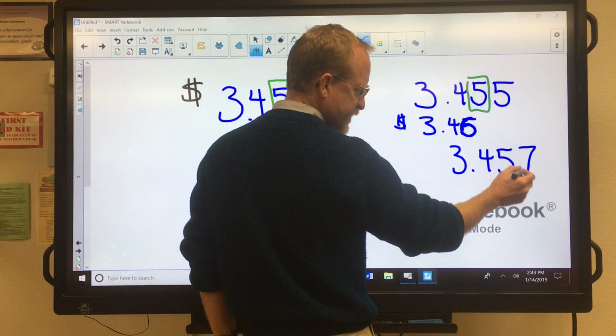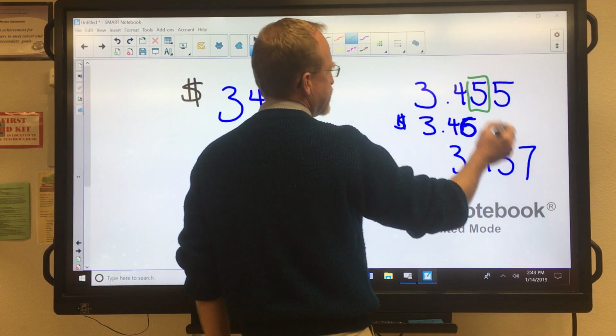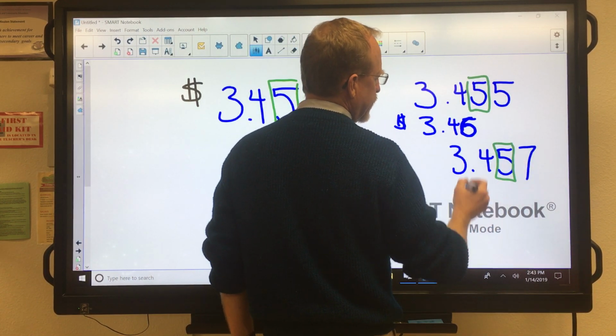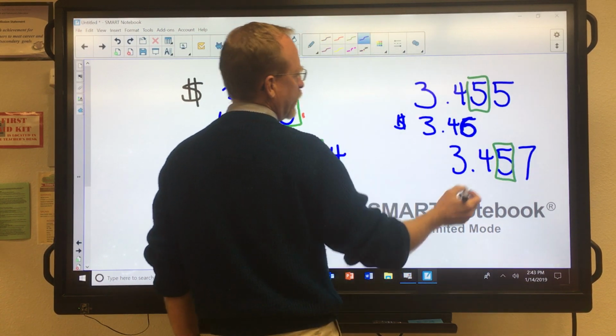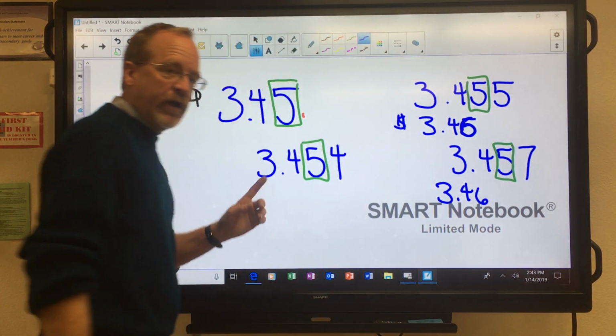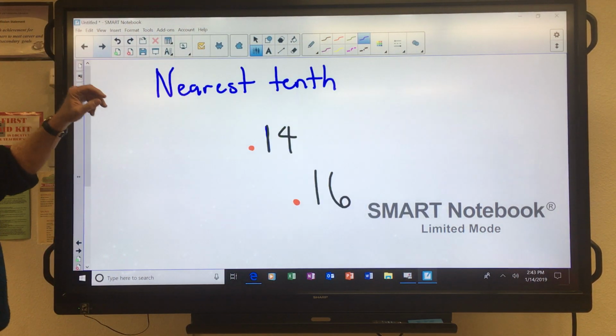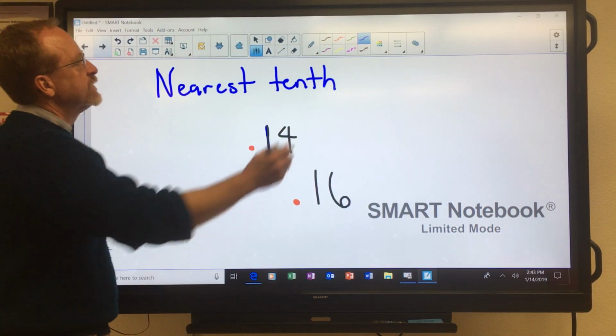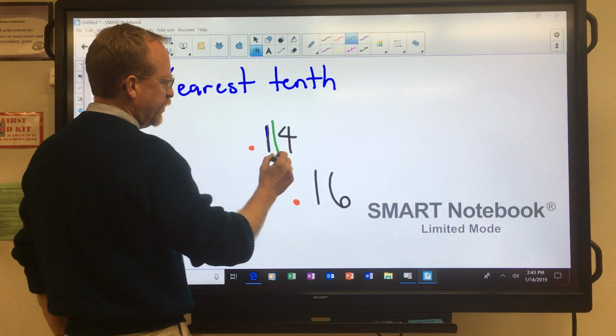Same for this one. That's a 7. We're interested in what do we round to? The hundredths in this case, so it's $3.46. Now in your text you're rounding to the nearest tenth, so the 10th position, you know from your work before, is there.